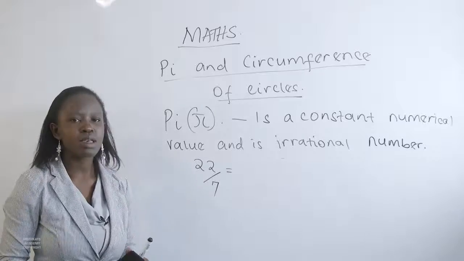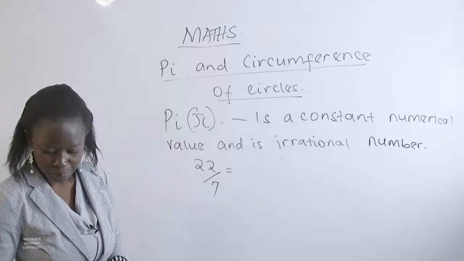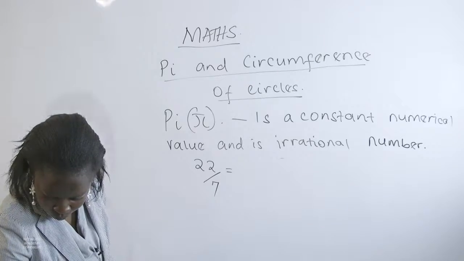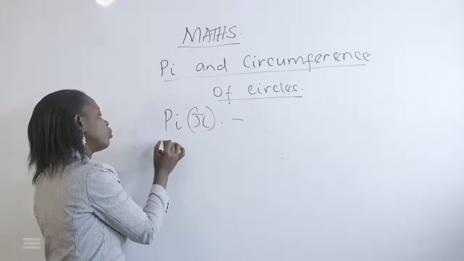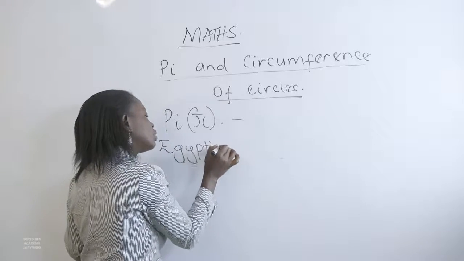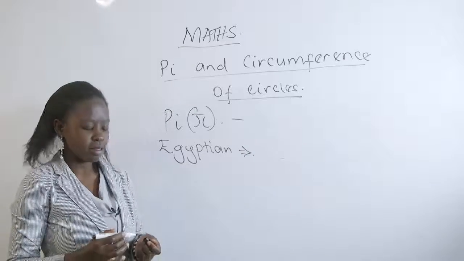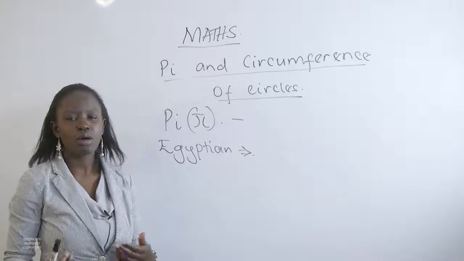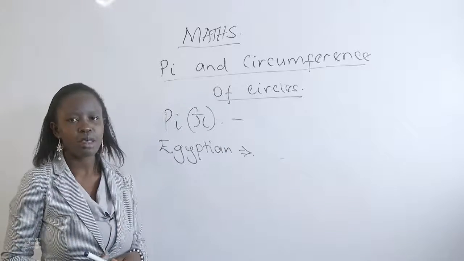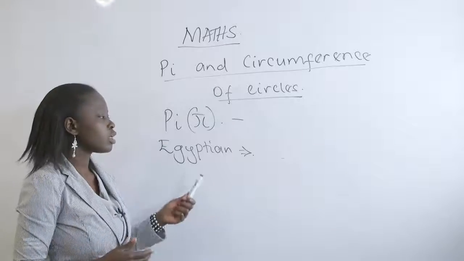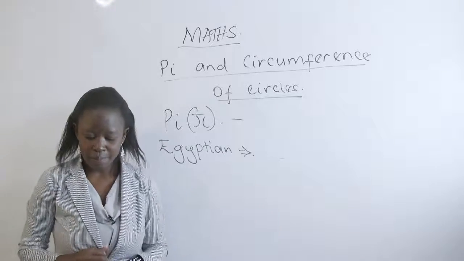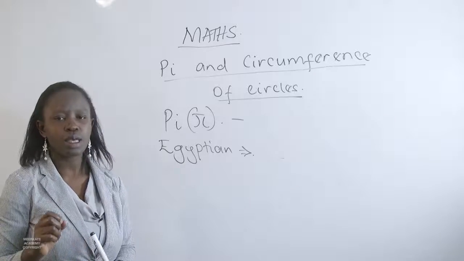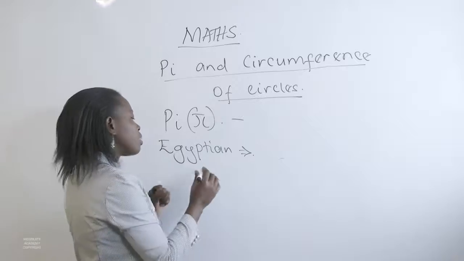So some basic information about pi. We are saying that pi is the constant that relates the diameter and the circumference of a given circle. So it is used all over the world by mathematicians to calculate the circumference of a circle. The Egyptians estimated that pi was slightly greater than 3, and they approximated it.